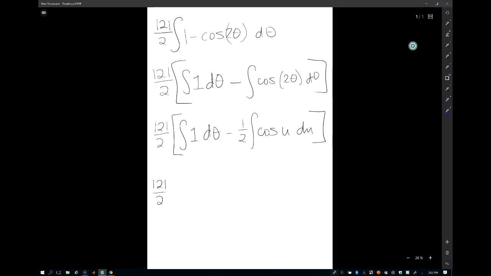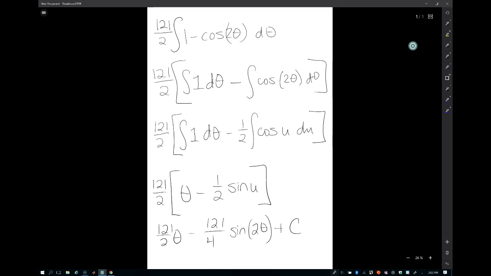So I've got 121 halves. The antiderivative of 1 with respect to theta is theta. And then the antiderivative for cosine is sine. So this is 121 halves theta minus 121 fourths sine, and we said u was 2 theta, plus c. And now our last step is to just get this back in terms of x.